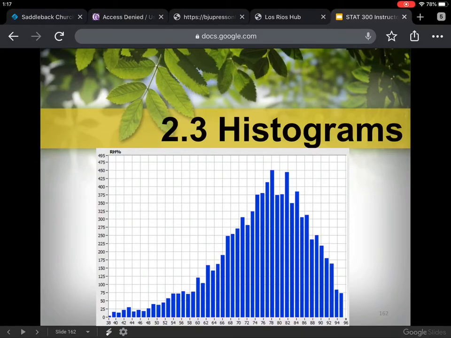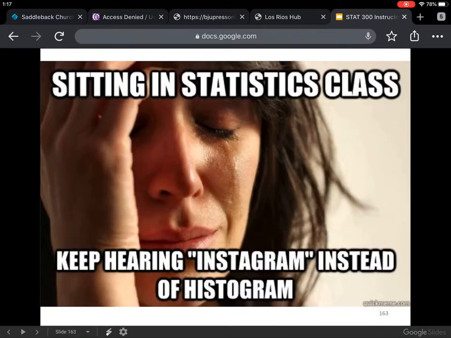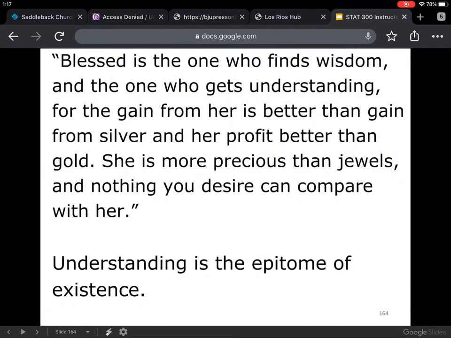So in this section, 2.3, we're going to talk about histograms. Yes, you heard me right, not Instagram, histogram. I'm going to say that one more time, histogram. And that's a special type of graph.